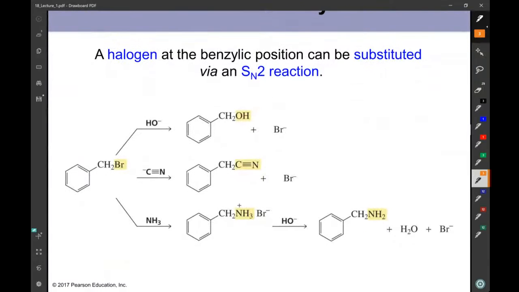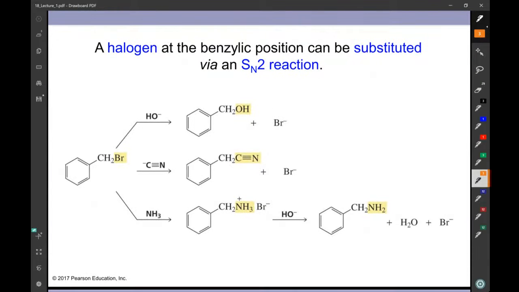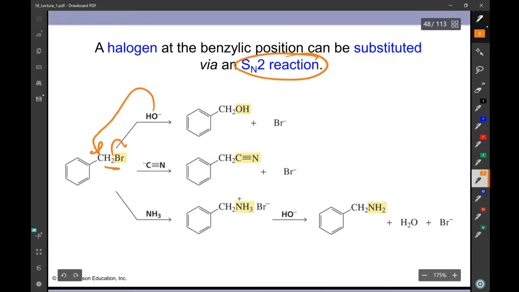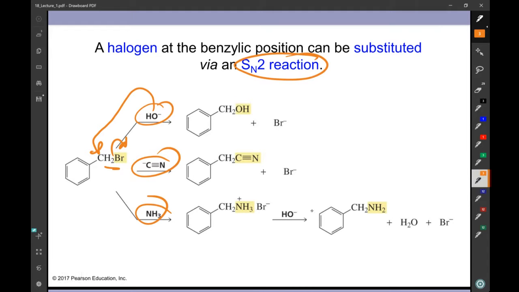Other substitution at the benzylic position: once the bromine is connected to the benzylic position, you can carry out an SN2 reaction, similar to what we've done in the past. You can use your nucleophile to kick out the bromine in an SN2 reaction. Your nucleophile can be a hydroxide, a cyanide, or ammonia, and that will lead to the formation of different products. These are substitution reactions similar to what we've done in the past. This is just a reminder.